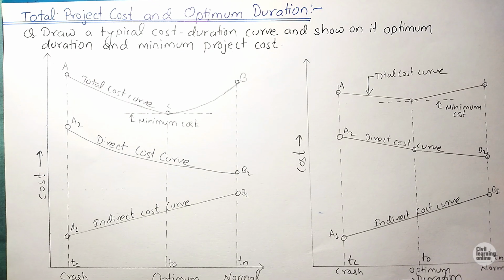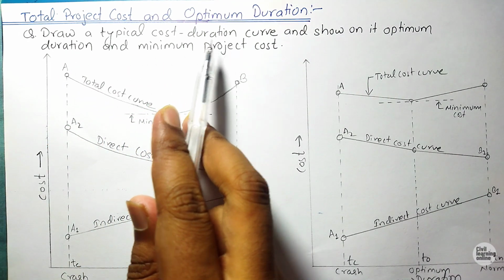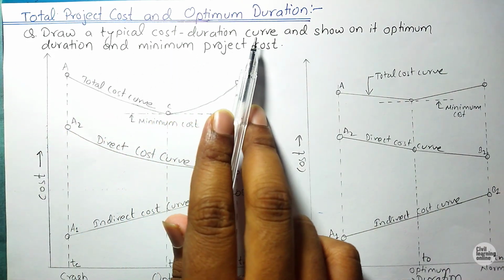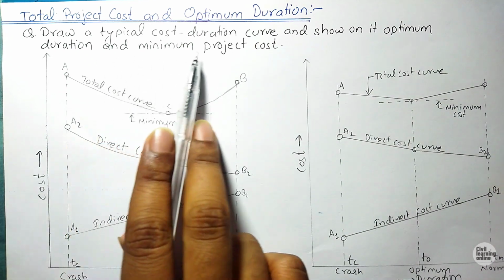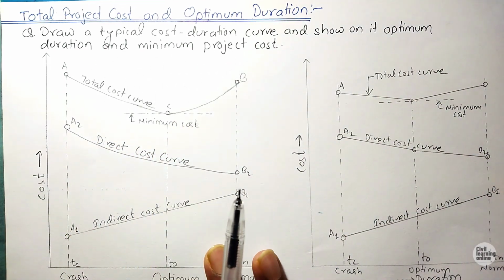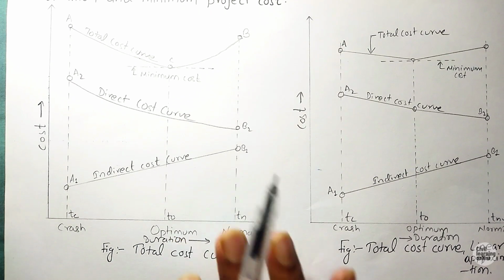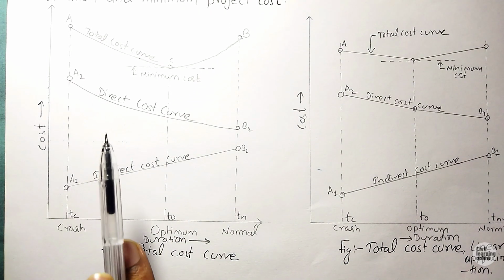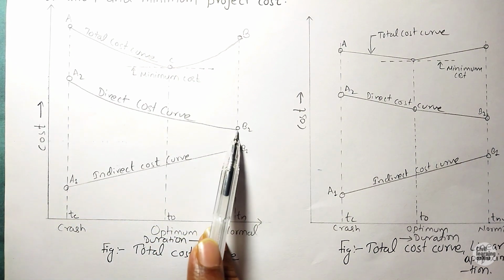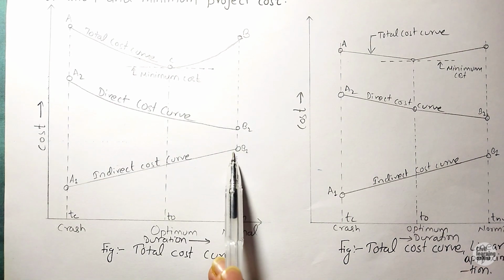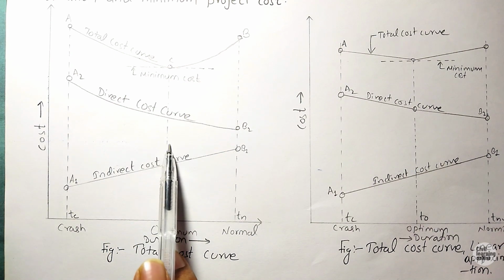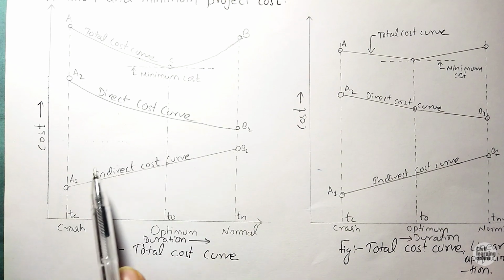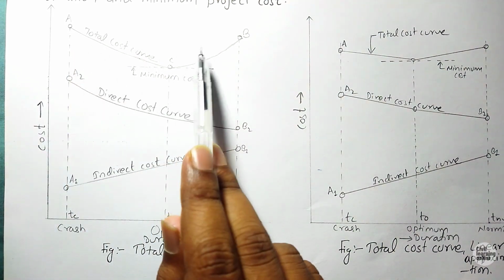So now here comes total project cost and optimum duration, and you may have a question in the exam to draw a typical cost duration curve and show its optimum duration and minimum project cost. First of all, I am going to discuss this first figure, which is the total cost curve. We have come to know that direct cost decreases with time and indirect cost increases with time, and the total cost curve is a combination of the direct cost curve and indirect cost curve. So here we go.